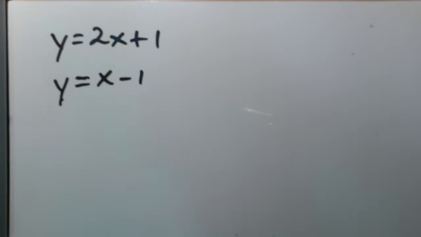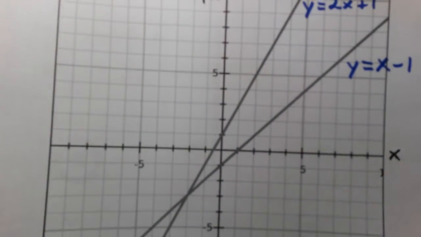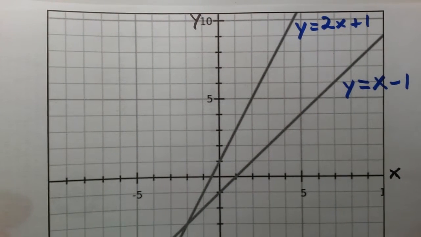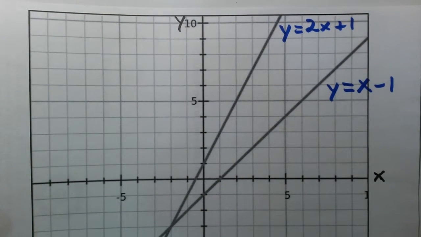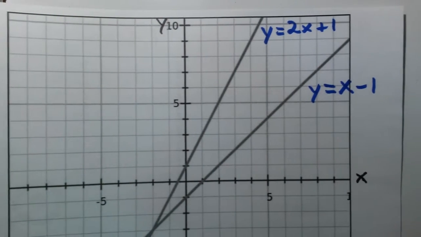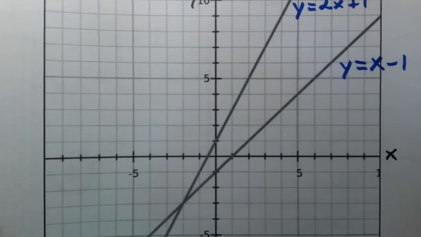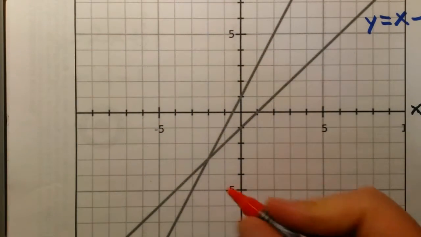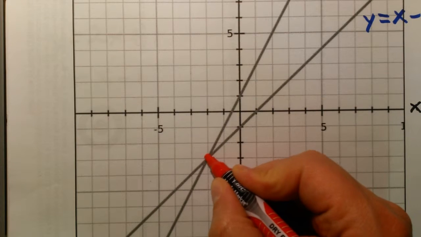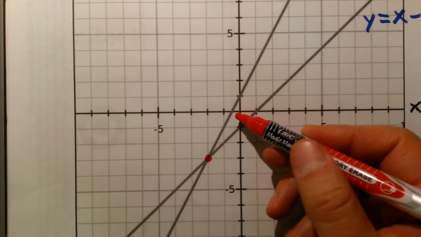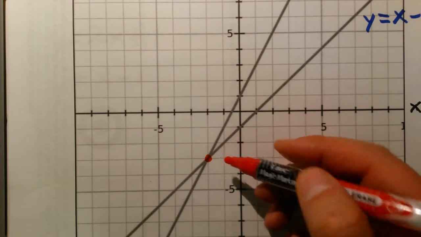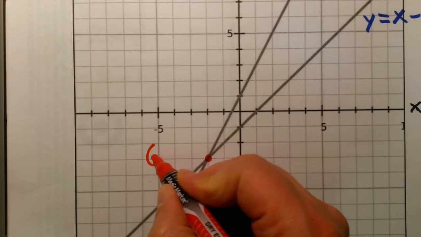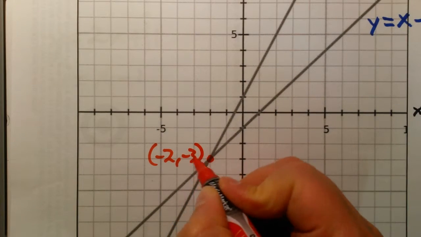One of them is by graphing each of these lines, and then once you graph them you can see the point where the two lines meet. Here we have a graph of each of the lines, y equals 2x plus 1 and y equals x minus 1, and we can see that the point of intersection is this one right here. For this example, it happens to be the point -2, -3. So let's write it down here: -2, -3.